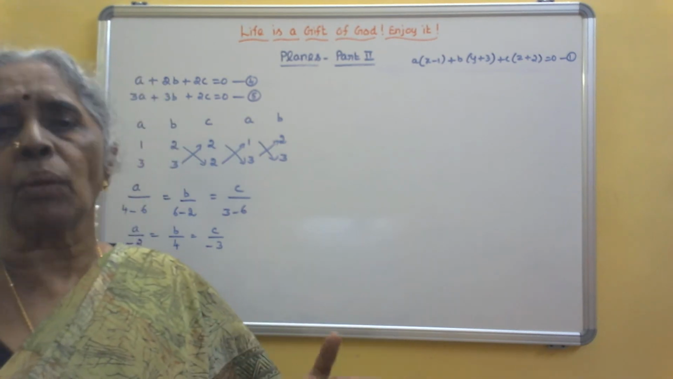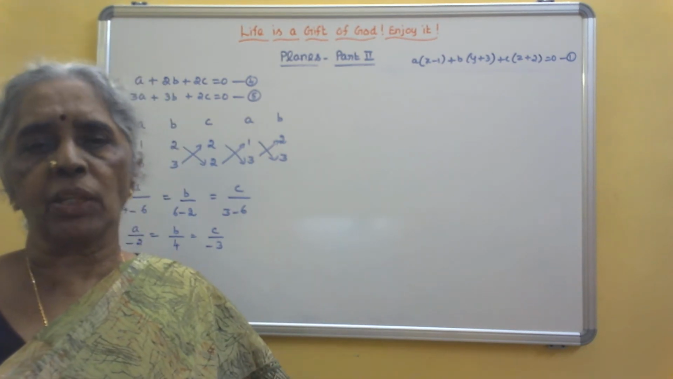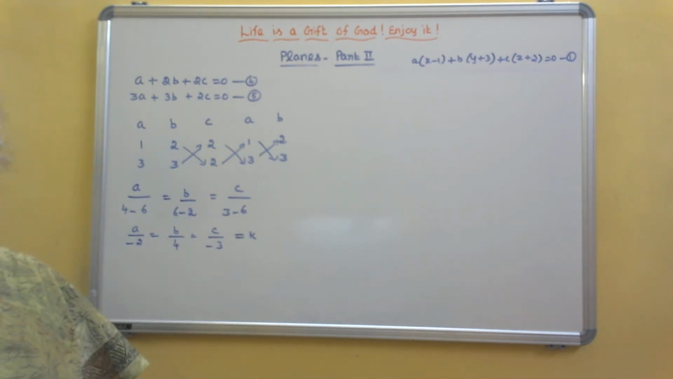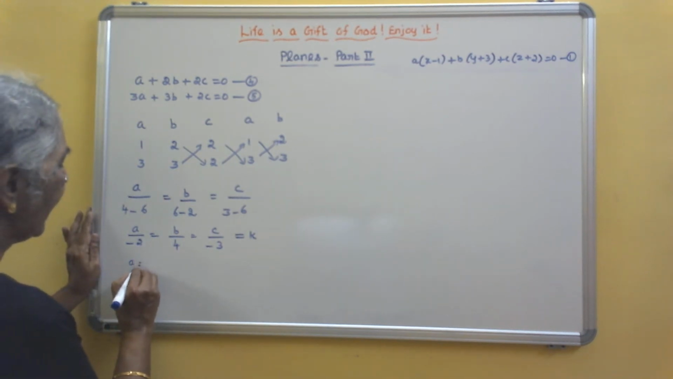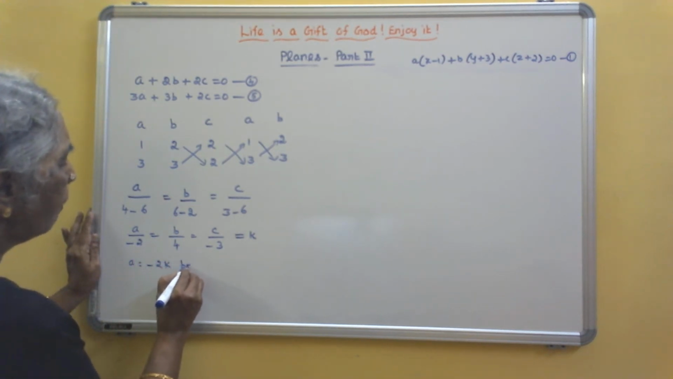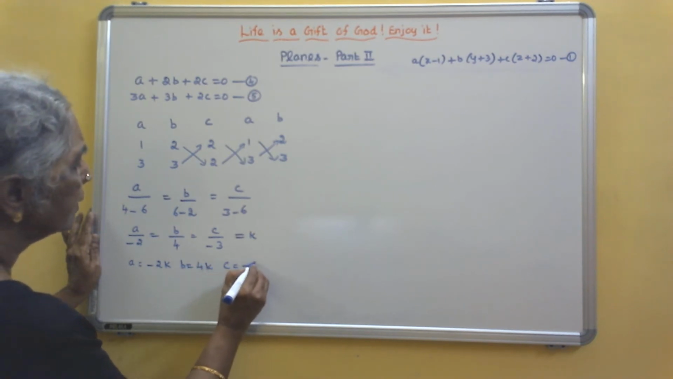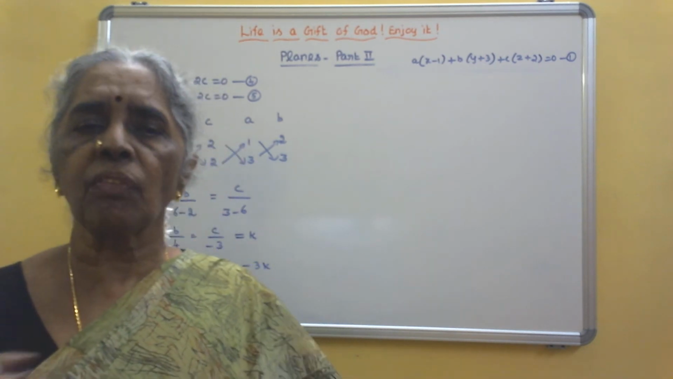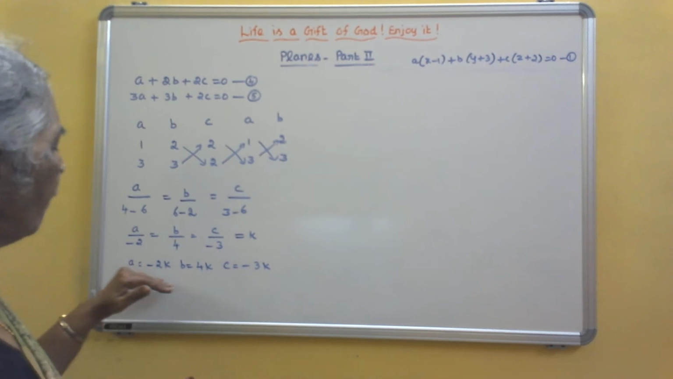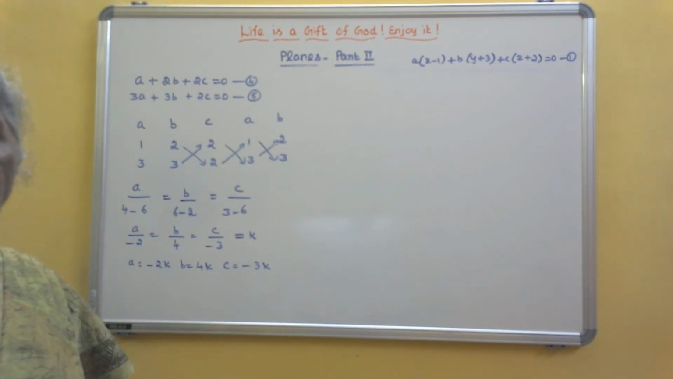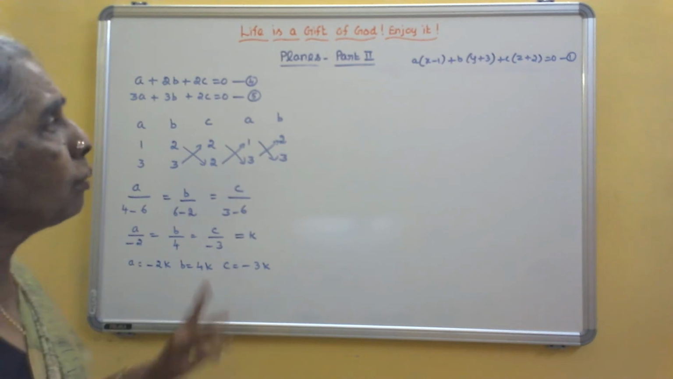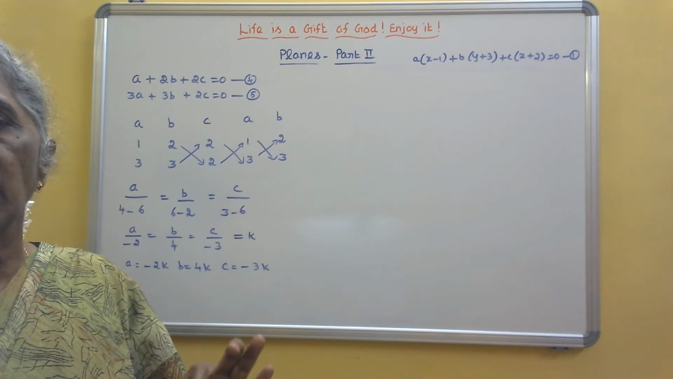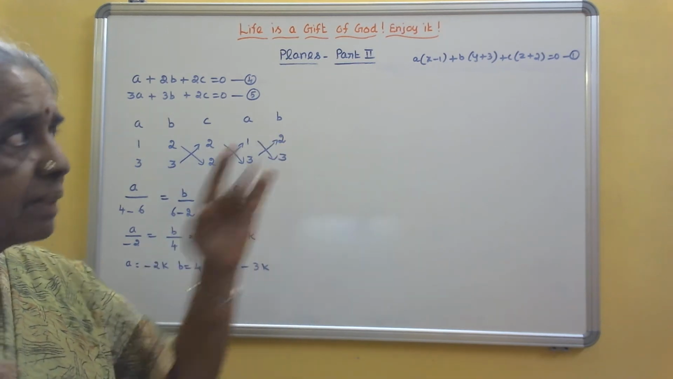Actually, they are all proportional only. I cannot say A is minus 2 or B is 4 like that. So let me equate it to some constant of proportionality K. So I will be getting A is equal to minus 2K, B is equal to 4K and C is equal to minus 3K. Here you can simplify the numbers if they come like that. Okay. So now after getting A, B, C values in terms of K, now substitute them in equation 1 because that is our required equation. Okay, the plane what we want is equation 1.